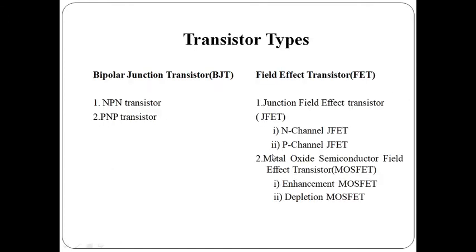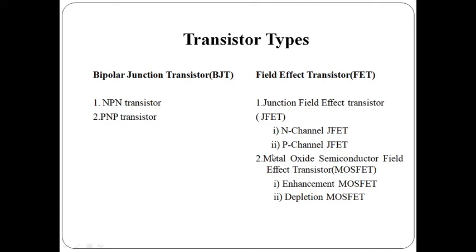Now let us look at the types of transistor. The transistor can be broadly classified into two types. One is called a bipolar junction transistor, BJT. The other one is called a field effect transistor, FET. The bipolar junction transistor is further classified into two types. One is called an NPN transistor and the other one is called a PNP transistor.